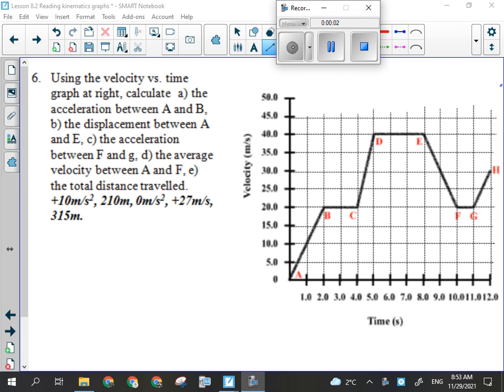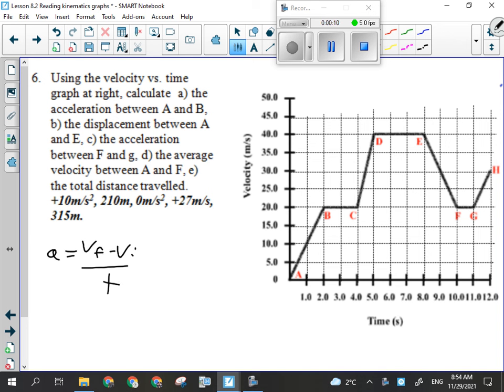All right, so if we want to calculate acceleration, then we're going to use this formula here. Acceleration equals VF minus VI over t. We can't use y equals mx plus b here because we have too many different sections. So what I need to do is find VF between A and B.